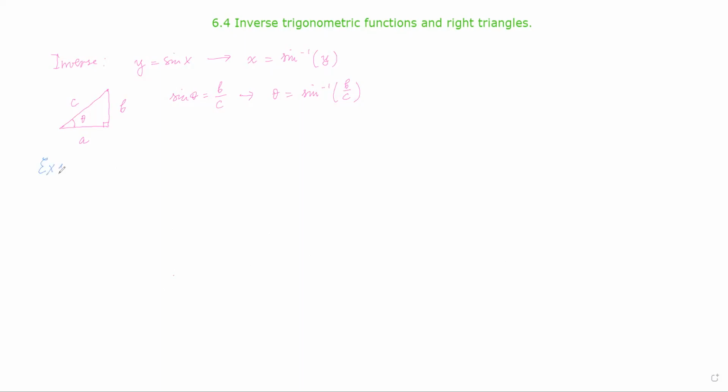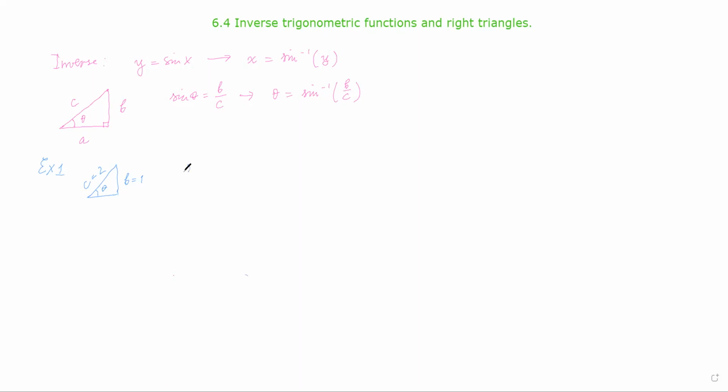So consider example 1. Imagine that somebody gives us a right triangle with side b equals 1 and hypotenuse equals 2. You don't know the angle, but you just have a ruler and measure the sides. You always have a ruler, right? It's much easier to have a ruler than a protractor. Can we find what was the angle?